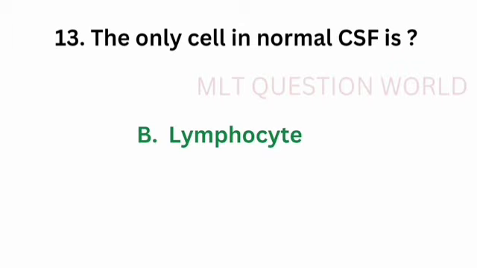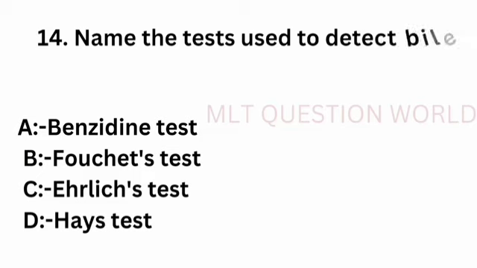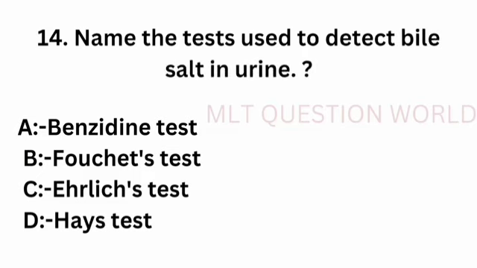These questions are familiar to you and you all knew the answer because we have discussed a lot of times. Question number 14. Name the test used to detect bile salt in urine. Option A, Benzidine test. Option B, Fouchet's test. Option C, Ehrlich test. Option D, Hay's test.